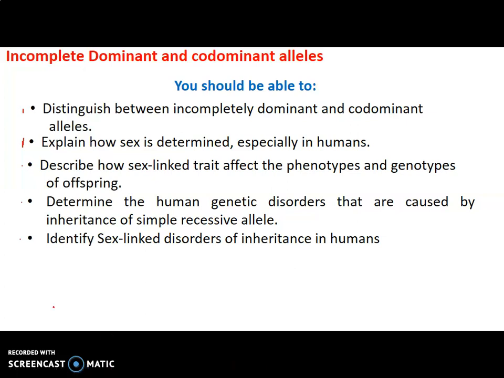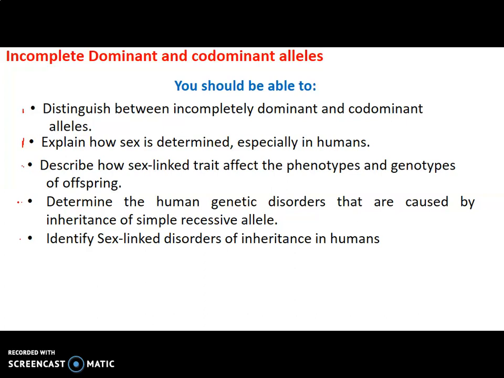We'll be looking at incomplete dominant and codominant alleles. At the end of this lesson, make sure that you'll be able to distinguish between incomplete dominant and codominant alleles. Make sure you'll be able to explain how sex is determined, especially in humans. Make sure you'll be able to describe how sex traits affect the phenotype and genotype of offspring.